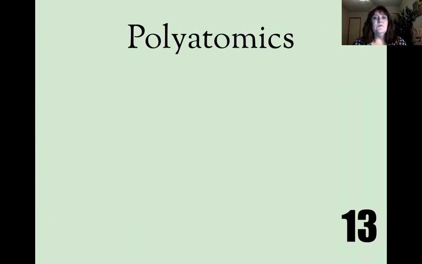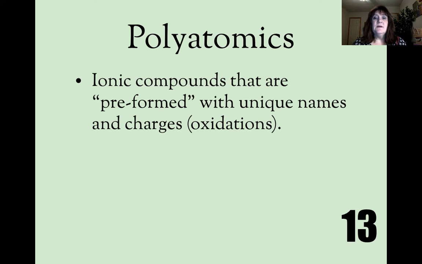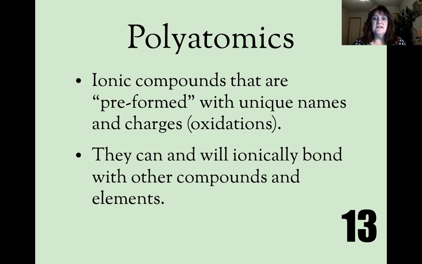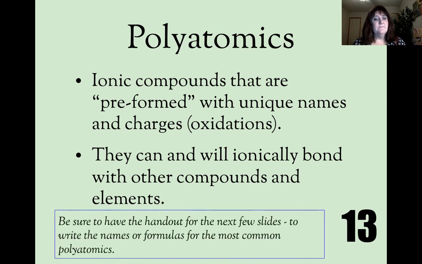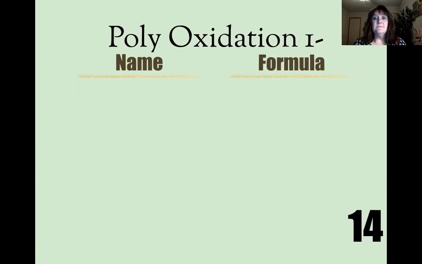Finally, we get into ionic with polyatomics. Ionic compounds that are pre-formed with unique names, charges, and oxidations. They can and will ionically bond again with other compounds and elements. So it's a multiple bond, that's why it's called a polyatomic. Be sure that you have the handout for the next few slides. You're having to write the names or complete the formulas for the most common polyatomics. These will be attached to your formula sheet.